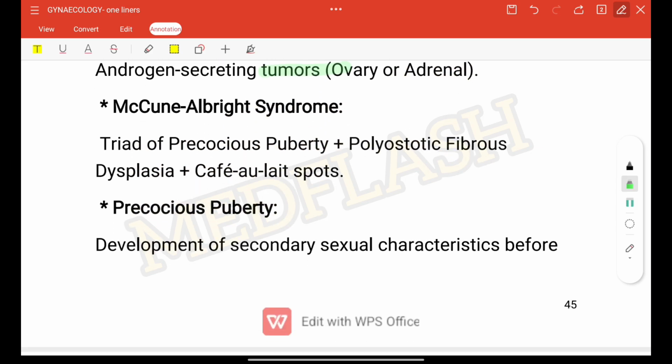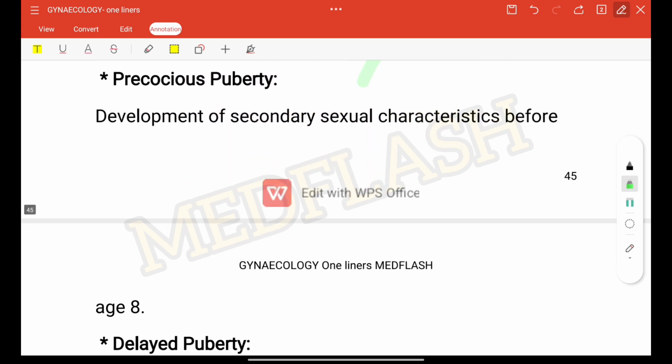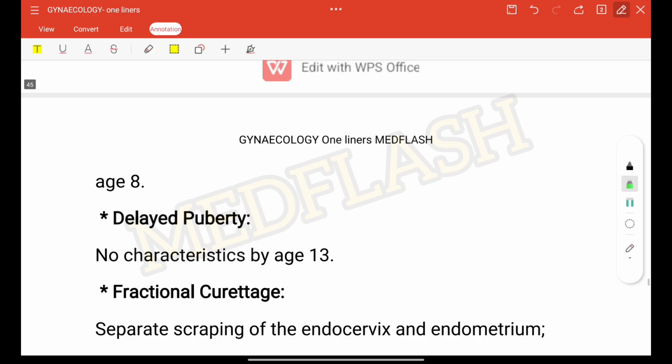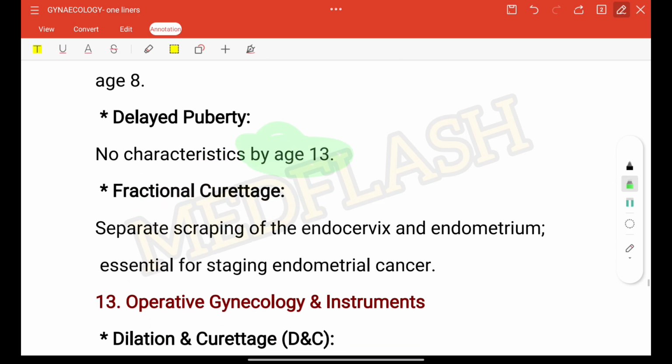McCune-Albright syndrome: triad of precocious puberty plus polyostotic fibrous dysplasia and cafe-au-lait spots. Precocious puberty: development of secondary sexual characteristics before age 8. Delayed puberty: no characteristics by age 13. If the sexual characteristics are not present by age 13, it is delayed puberty.